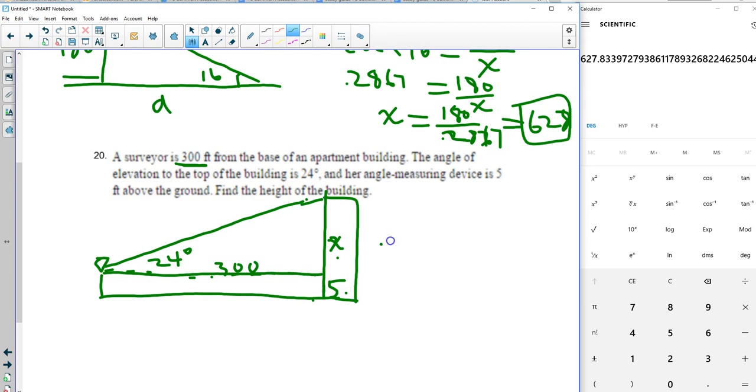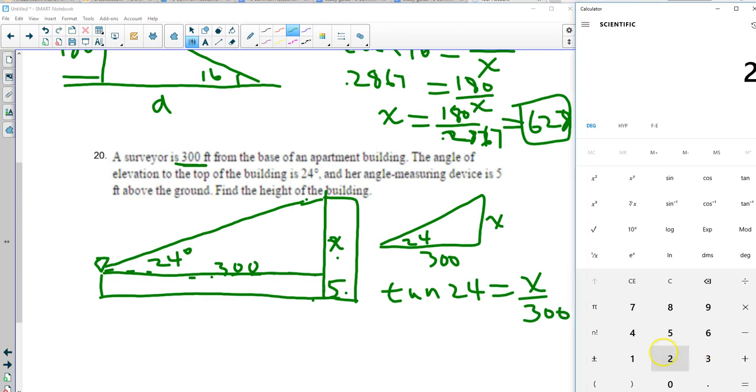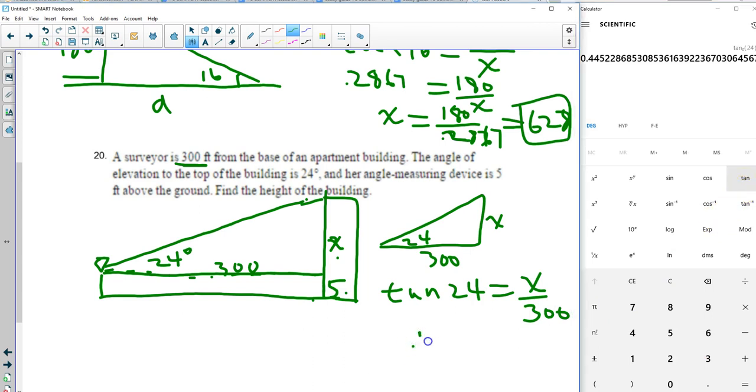Okay, so then we got a triangle here. This is 24, this is X, and this is 300 feet. To find the top of that building, we're going to have to use tangent because that is the opposite of angle 24. So tangent of 24 is equal to X over 300. So now we got to find tangent of 24. Calculator says tangent of 24 is 0.4452, equals X over 300.